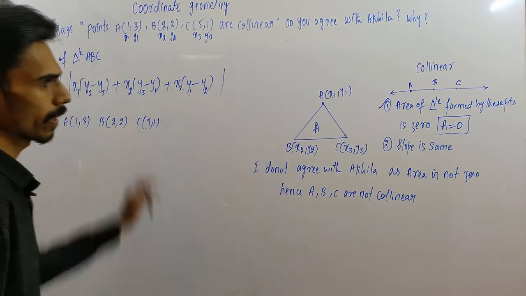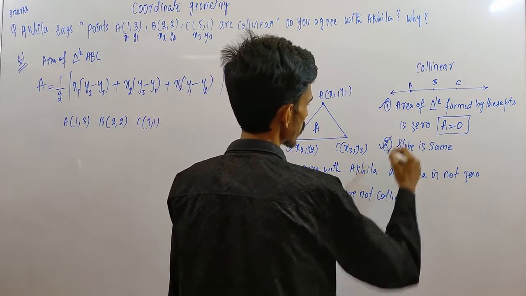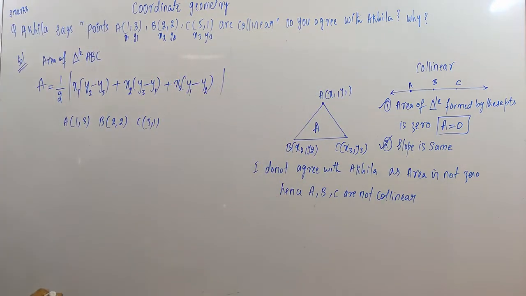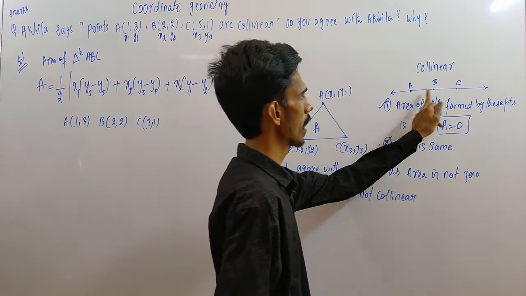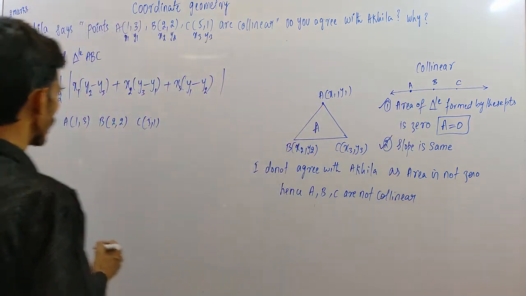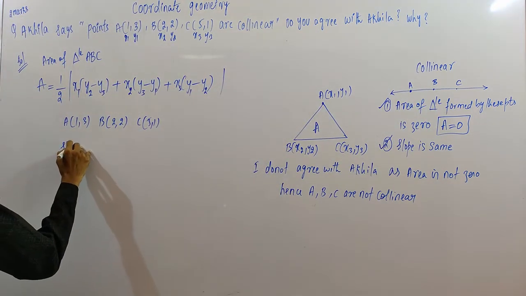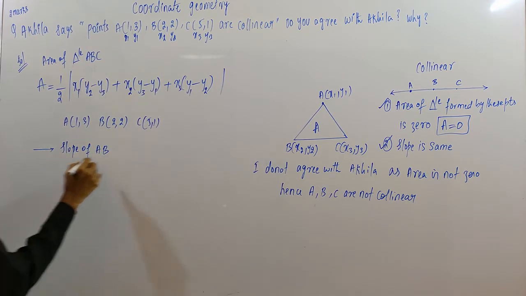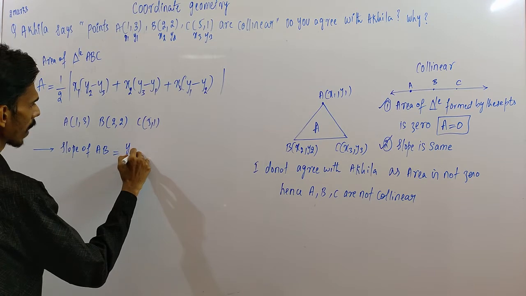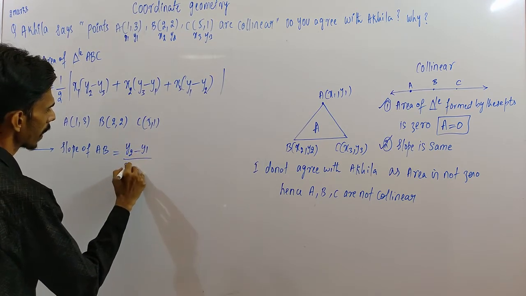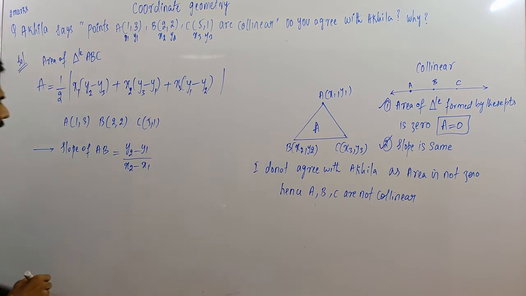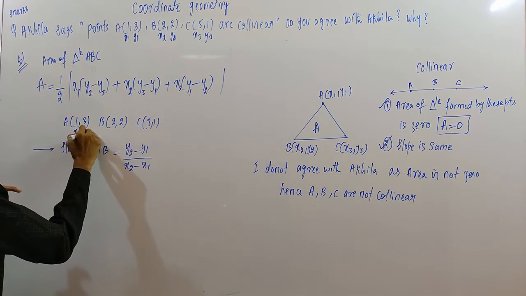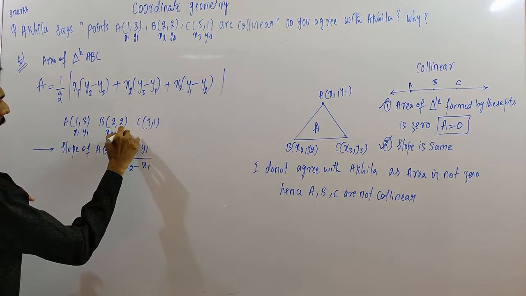This same question can also be proved by this concept. Slope is the same everywhere. Here we will take the slope of AB. The slope formula is y2 minus y1 divided by x2 minus x1. Here we are taking A and B, so take these as x1, y1, x2, y2.